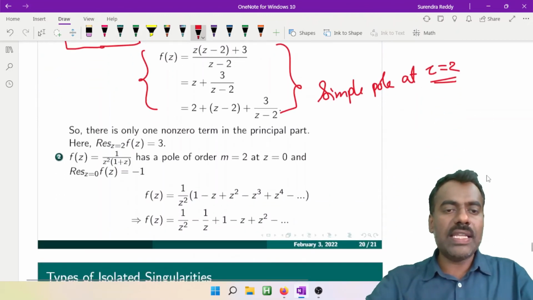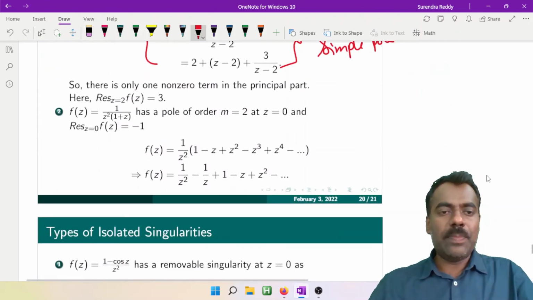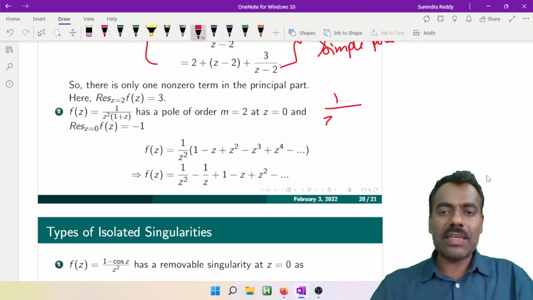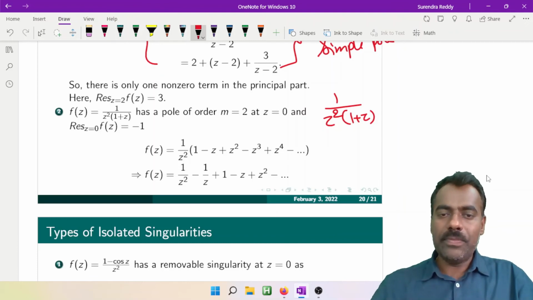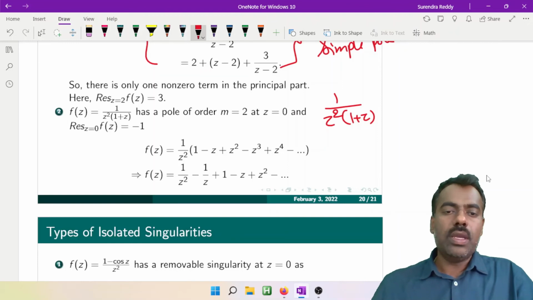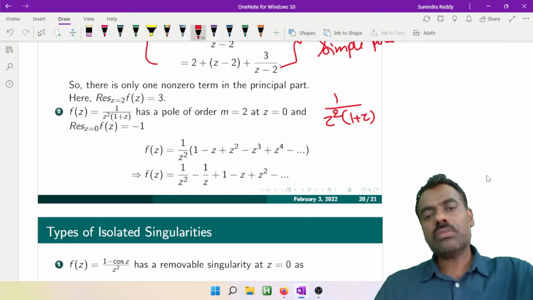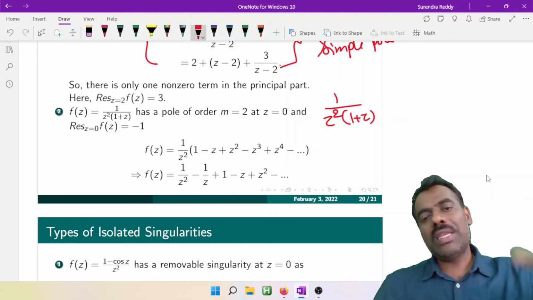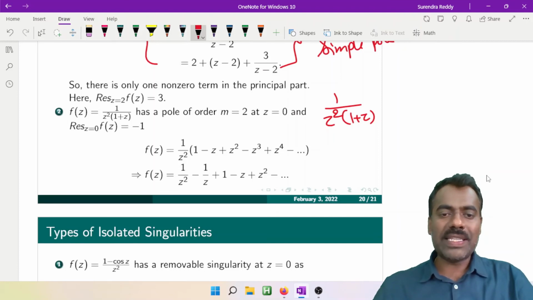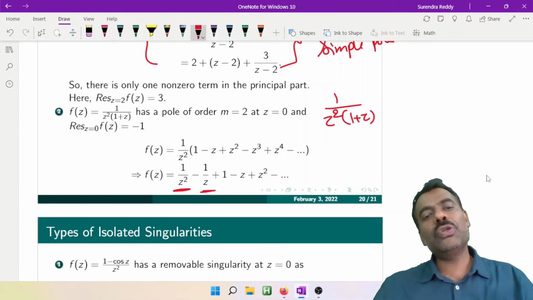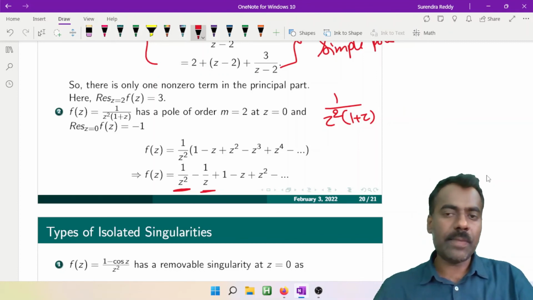Now take another example which has a pole, for example 1 by z square into 1 plus 1 by z square into 1 plus z, which has a pole of order m, which is 2, at z equal to 0. Why? Try to write this in Laurent series expansion. We want to see how many terms will be there in the principal part. If you expand this, you will see this is one term and this is another term, and this is the z power m, where m is not equal to 0. After that, 1 by z cube, 1 by z power 4, they are all 0 here. Therefore this has a pole of order 2.